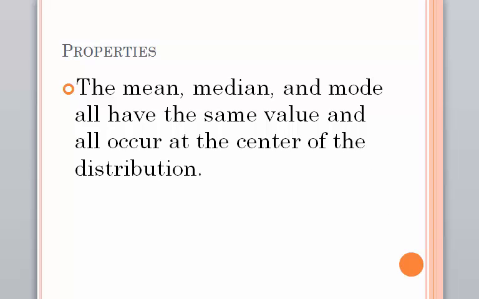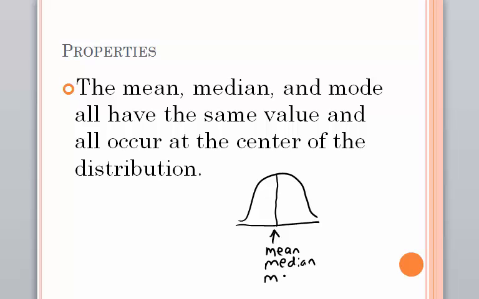The mean, median, and mode all have the same value and all occur at the center of the distribution. We've already seen that when we have a bell-shaped curve, a normal distribution or a normal curve, down the middle we'll have the mean. This property is simply saying that the mean, the median, and the mode are all equal, and so they all typically occur right down the center of that distribution. So not only is this the mean right here, but it is also the median, and it's also the mode.